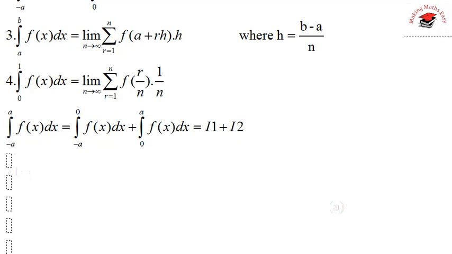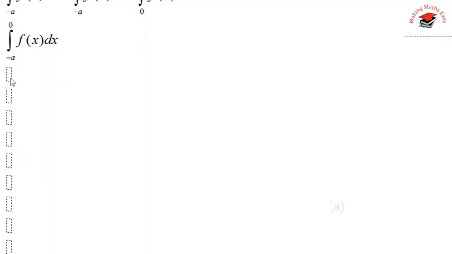So my I1 part is the integration from 0 to minus a of f of x dx. In this I1 part, I am going to prove it. First of all, I will substitute the values. Put x equal to minus t, and then the derivative dx will be equal to minus dt, with respect to t it will be minus of dt.